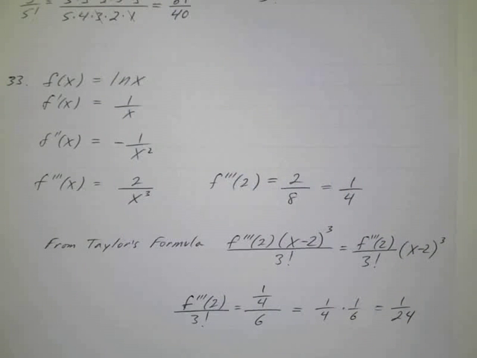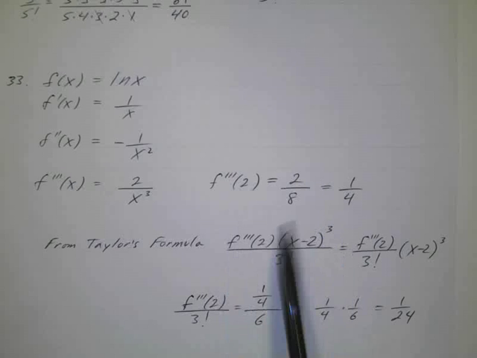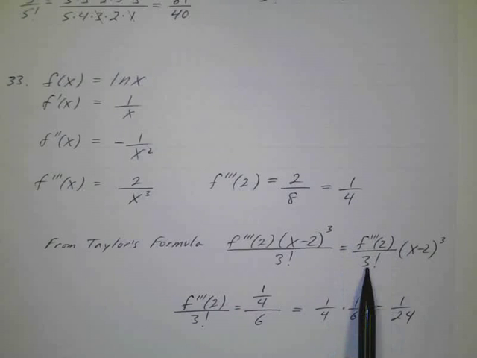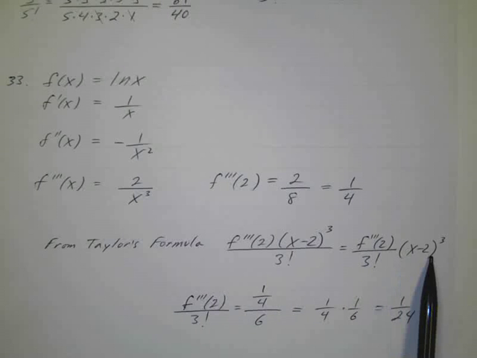And 33 says, what's the coefficient of x minus 2 to the third in the Taylor series generated by the natural log of x at x equals 2? So I need to find the third derivative, because that's going to be part of the coefficient. If I look at Taylor's formula, I want the coefficient of the x minus 2 to the third, so this is going to be the term that involves the x minus 2 to the third. That's the third derivative at 2 over 3 factorial. That's the coefficient of the x minus 2 to the third term.